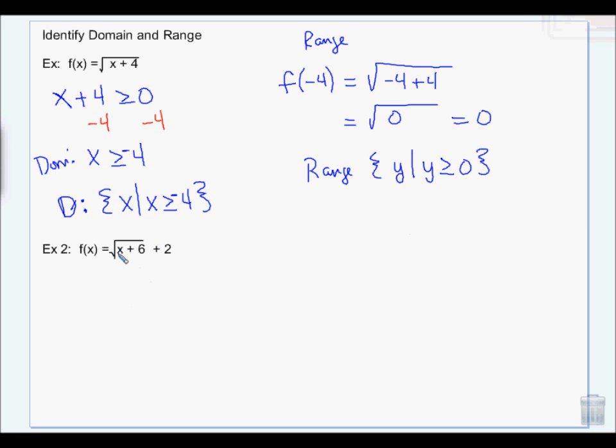So we'll try another one. Here our radicand is x plus 6, so I want to set that greater than or equal to 0. So x is going to be greater than or equal to -6. That's my domain. Because otherwise, if I put like -7 in there, I'm going to get the square root of a negative, which is not a real number, so it won't count.